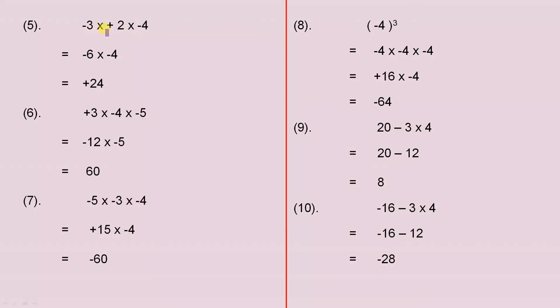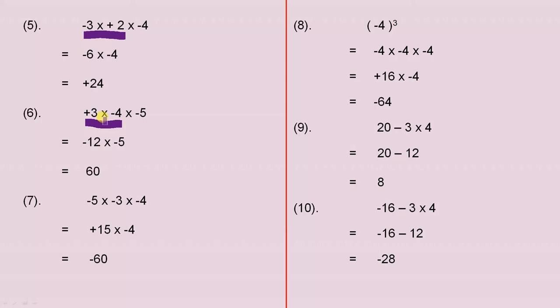Negative 3 multiplied by positive 2 multiplied by negative 4. If we do those two first, a negative times a positive gives us a negative, so that's negative 6. Negative 6 multiplied by negative 4 gives us positive 24. For here, we do those two first.